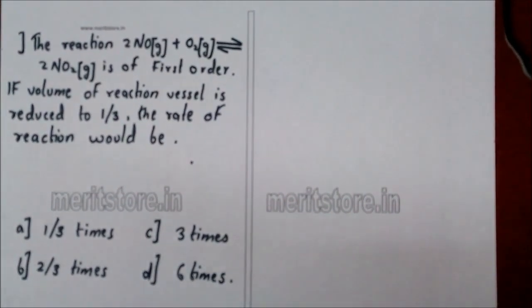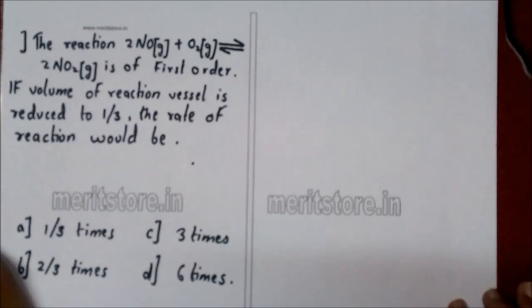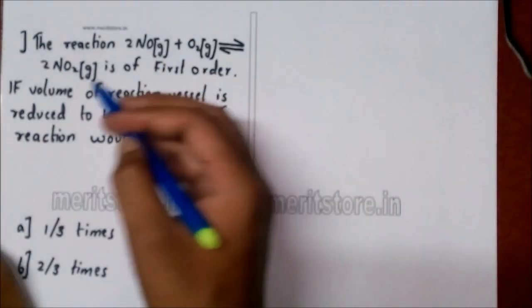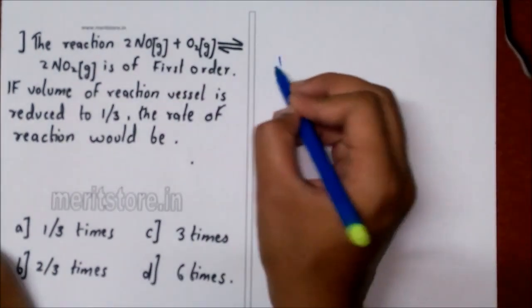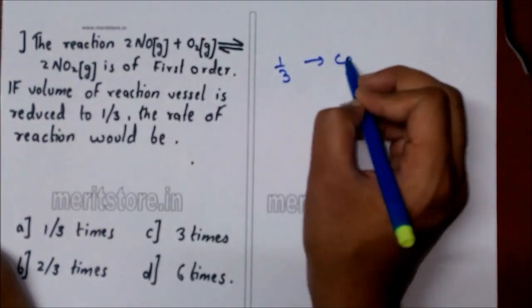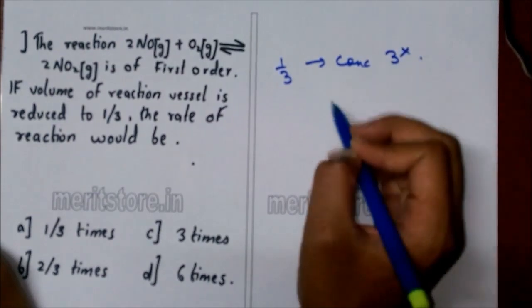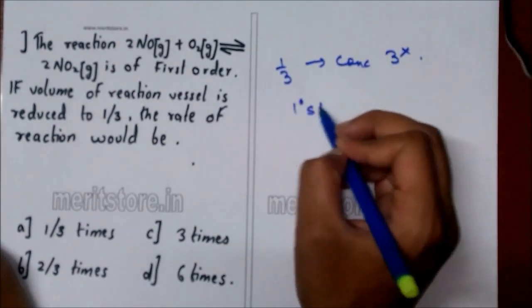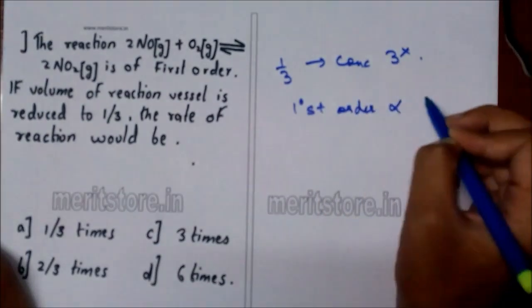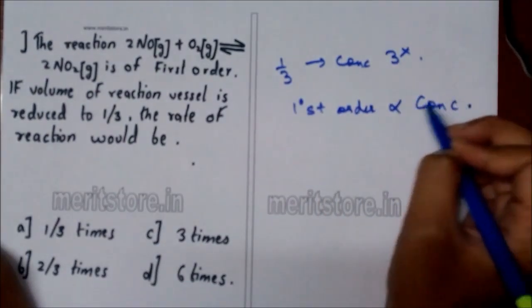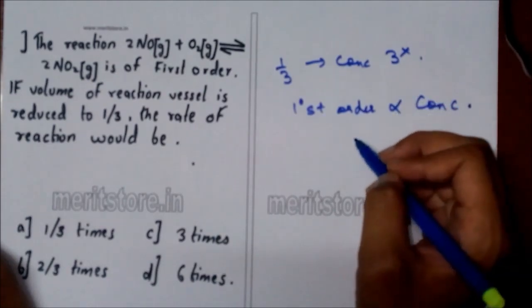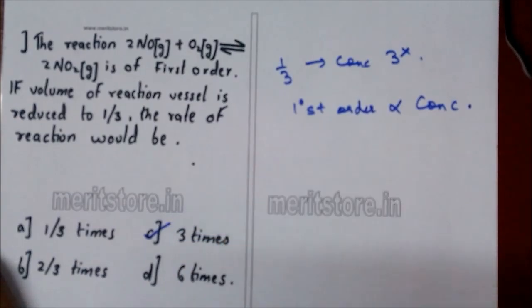So our next question is: the reaction 2NO plus O2 will give 2NO2 is of first order. If the volume of the reaction vessel is reduced to 1 by 3 times, the rate of the reaction would be. So in the given question, the volume is reduced to 1 by 3 times. When the volume is reduced to 1 by 3 times, then concentration will become 3 times. The rate of the reaction for first order is directly proportional to concentration. So as concentration becomes 3 times, the rate will also increase by 3 times. So option C is the correct answer.